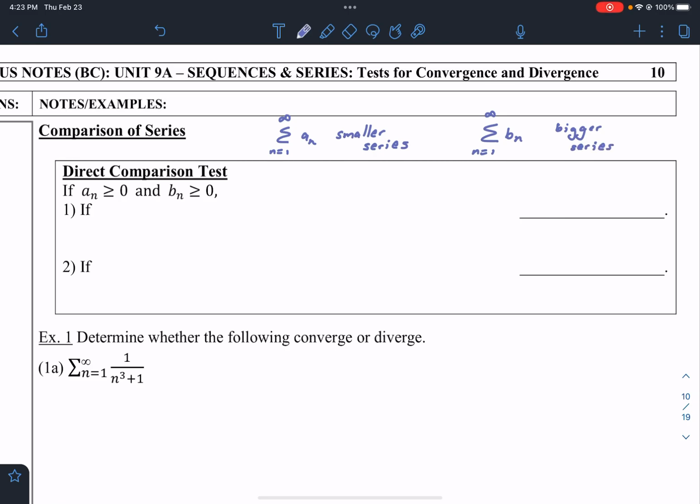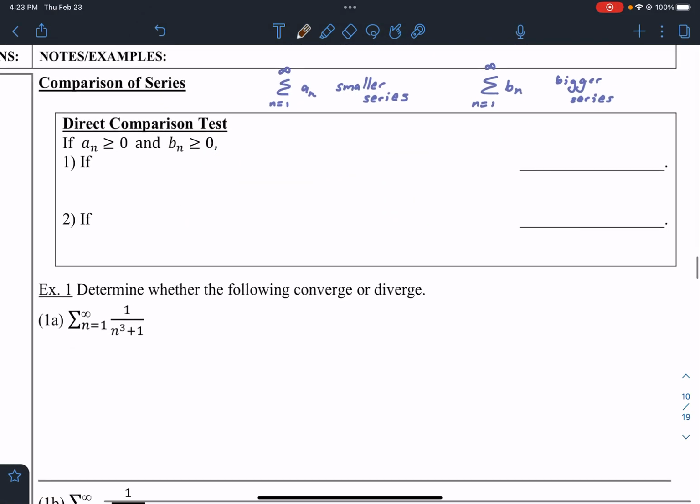Now, I really like direct comparison test, but there's also a thing called the limit comparison test, and we'll talk about that as well. And usually we can use either or, but sometimes direct comparison is a little bit easier. The idea is if I am going to take a series that is bigger, and I do analysis on it, and I find out that this bigger series converges. Maybe it's geometric, maybe it's a p-series, whatever it is. But then I compare it to a series that is smaller.